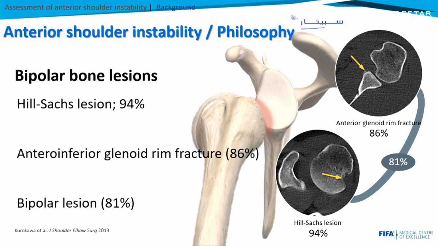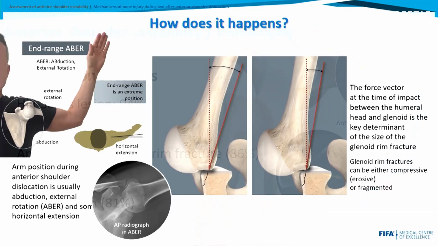So we all know abduction, external rotation, yes, it dislocates. And then in which phase does the bony Bankart happen, in which phase does the Hill-Sachs happen? This is a very important question, because some cases have a very small Hill-Sachs, some cases have a deep Hill-Sachs. Why? I will introduce how it works. Shoulder dislocations have two phases. The first phase is abduction and external rotation. We call it end range of abduction external rotation.